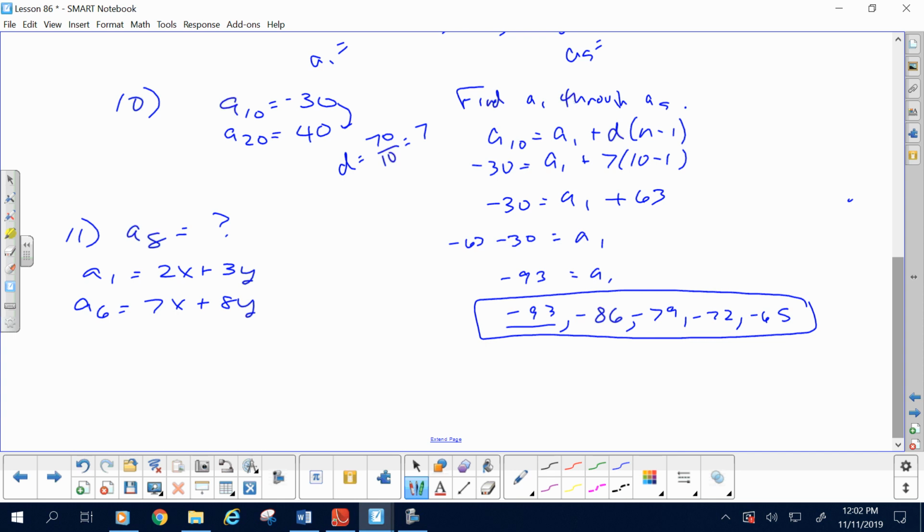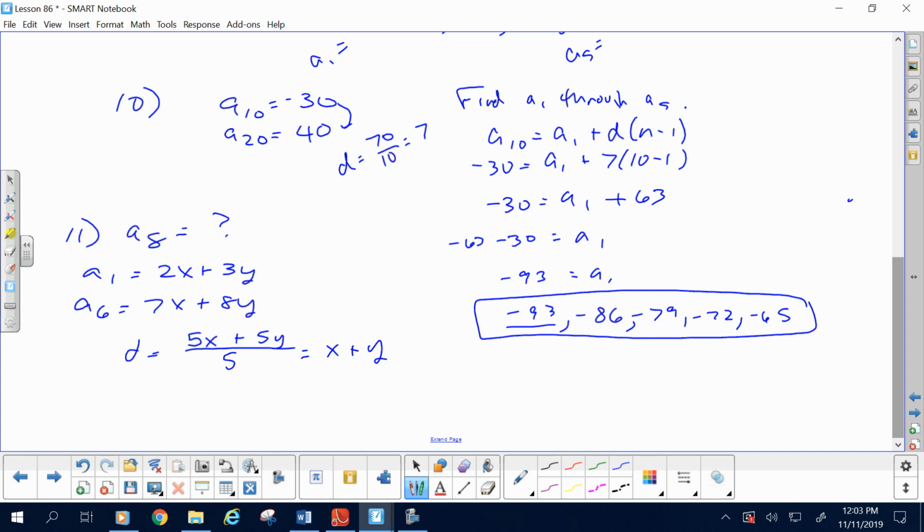Let's find the common difference, shall we? So, what's the total change in the x's? 7x minus 2x, or 5x's. What's the total change in the y's? 5y's. In how many jumps total was that? How long did it take to go from A1 to A6? How many jumps? 5 jumps. So what's each jump? Each time it seems like you're adding an x and a y.